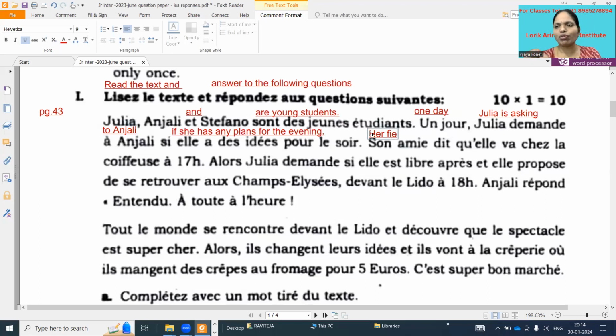Amie is a feminine word, see, an extra e is there. So son amie, her friend, says that. Which verb is it? Dire verb. If you didn't write it, write it now. Dire means to say, to tell. Coiffeuse means hairdresser. Chez la coiffeuse, hairdresser's place. À 17 heures means at 17 hours.